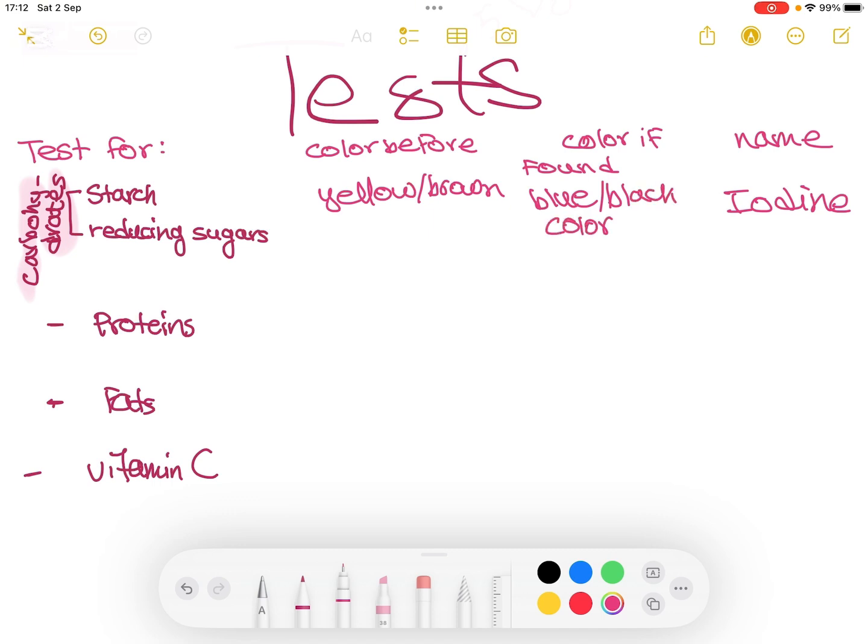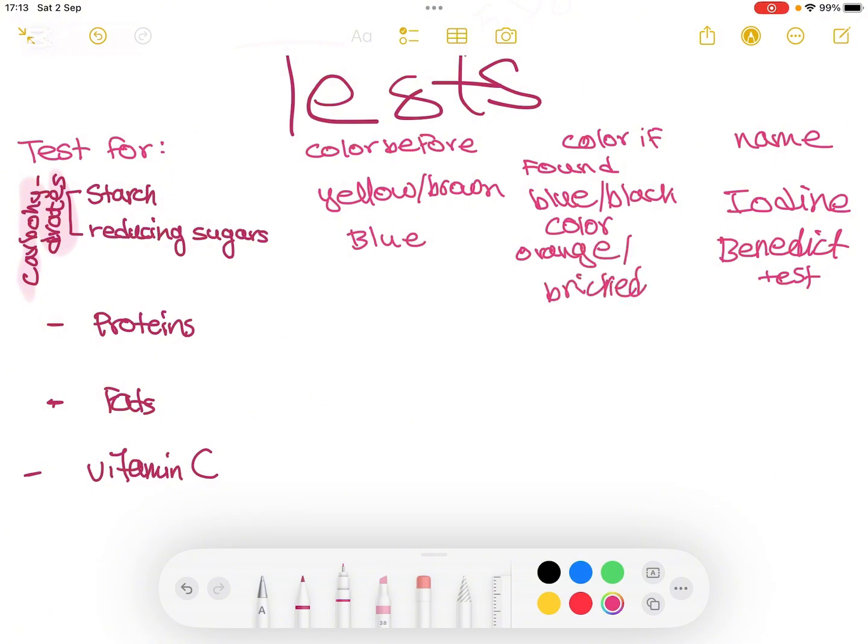And over here for reducing sugars, the test is called the Benedict test. This test starts out blue, and you look for a color change. In the presence of simple carbohydrates, which are reducing sugars, the Benedict test turns orange to brick red.